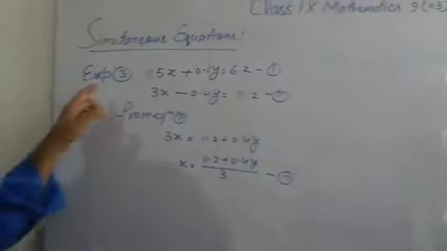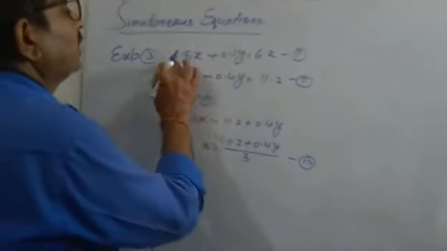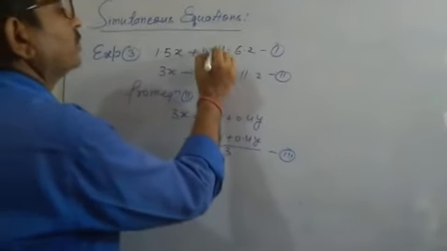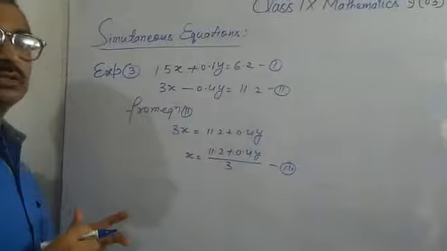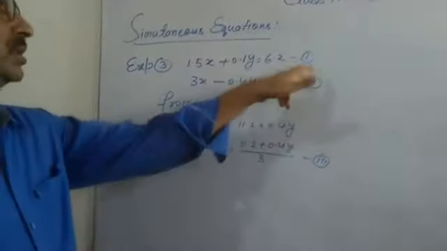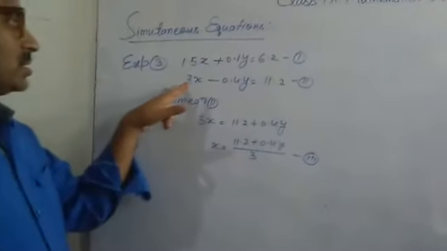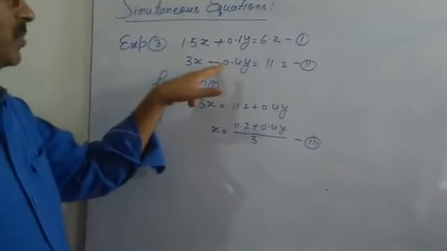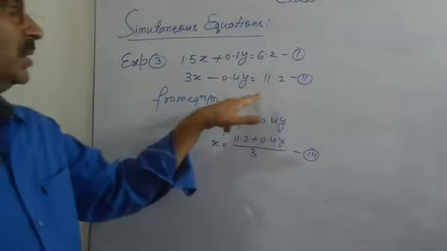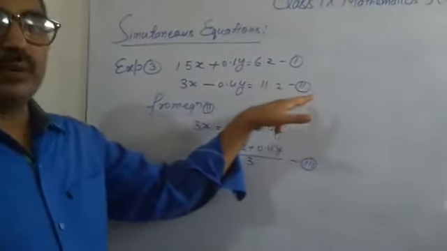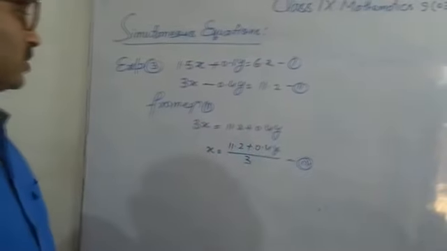Now example third. 1.5x plus 0.1y equal to 6.2. This is equation 1. Second, 3x minus 0.4y equal to 11.2. This is the second equation.